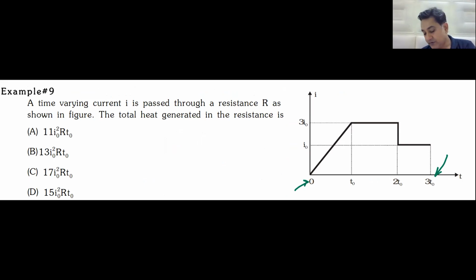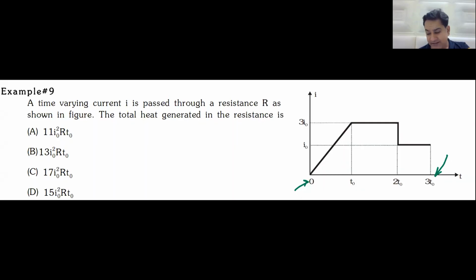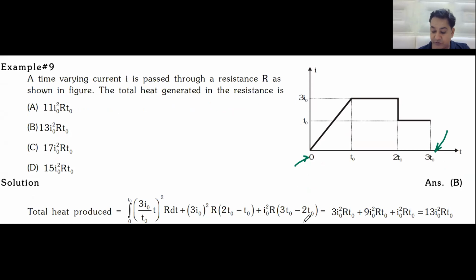The time varying current. We'll get integration of limit 0 to t, 3 I naught by t naught into t, then R dt. Area under the graph, sir. No, you should take I square R dt. So what you got to do is find the equation of this line, which is I as a function of t. You square it, multiply by R, multiply by dt and integrate it.